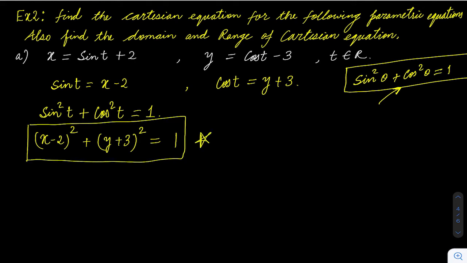And we know this is a circle from the circle chapter. Center is (2, -3), radius is 1. Okay. So this is how we solve questions based on trigonometry. Now next thing, domain and range.